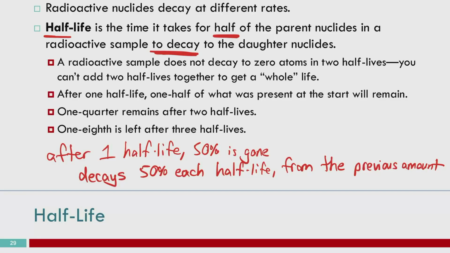So after one half-life, it's cut in half. Two half-lives would be fourths. Three half-lives would be an eighth. Four half-lives, 16ths. Five half-lives, 32nds. You can have many, many half-lives that occur, and you still have some left. That's the takeaway. It's not all gone after two half-lives.